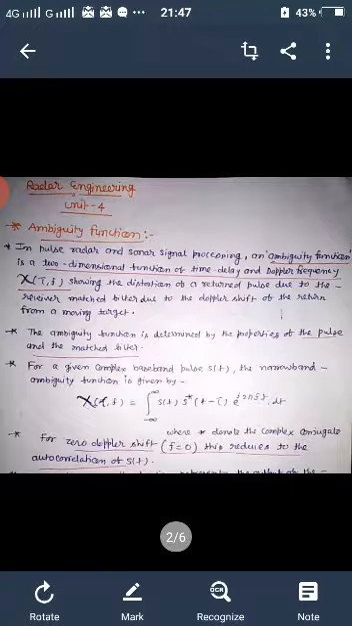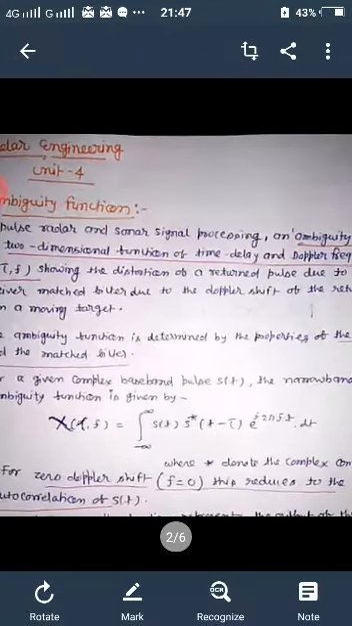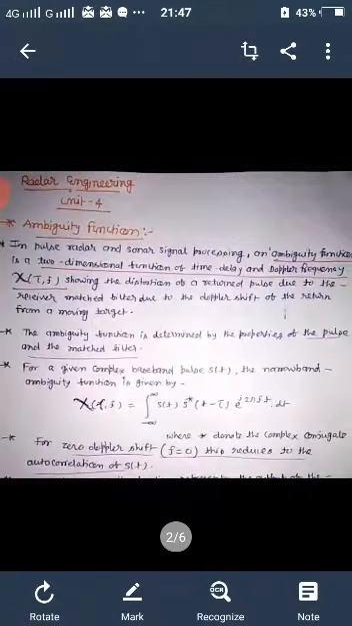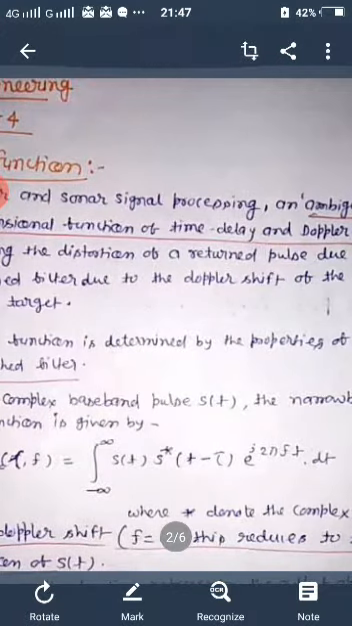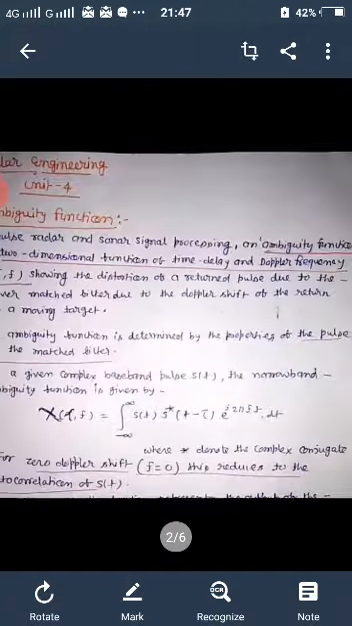The ambiguity function is determined by the properties of the pulse and the matched filter. That's why it depends on two parameters: time delay and Doppler frequency. For a given complex baseband pulse s(t), the narrowband ambiguity function is given by chi(tau, f) equal to the integration from minus infinity to infinity of s(t) s*(t minus tau) e to the power j 2 pi f t dt. Here the asterisk denotes the complex conjugate.